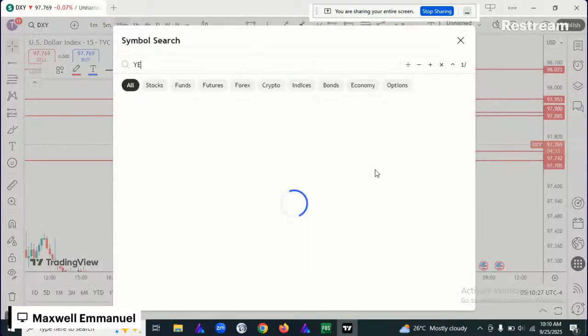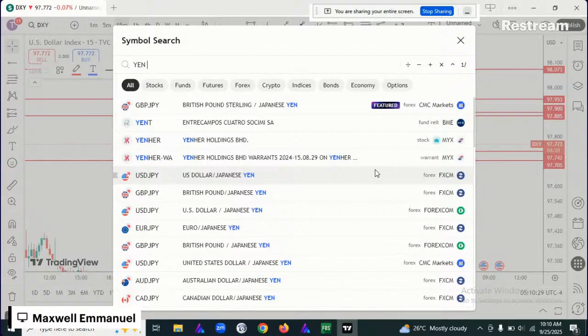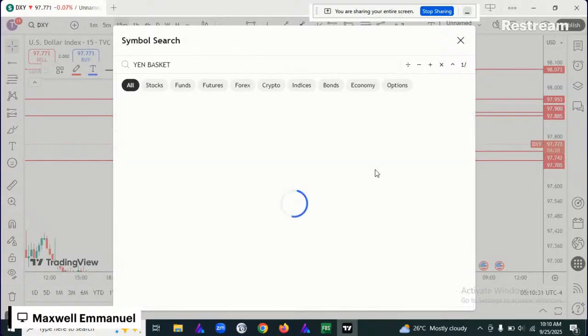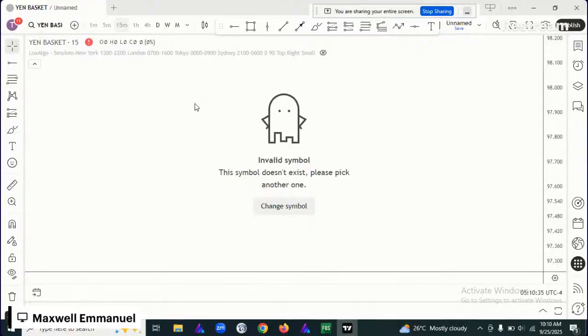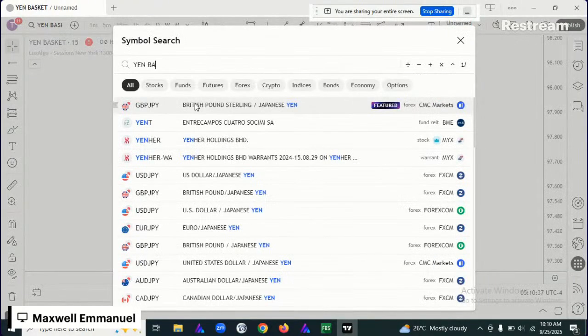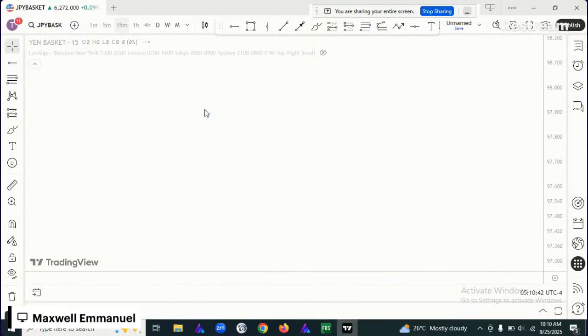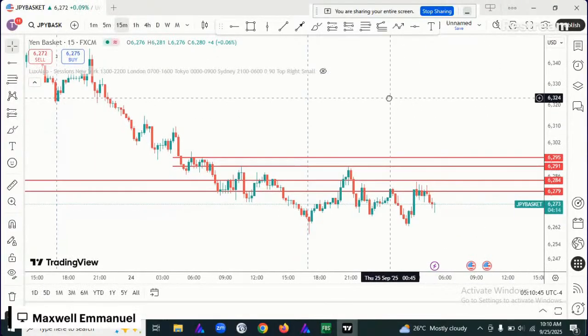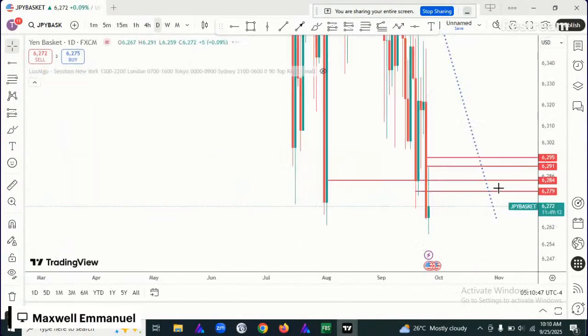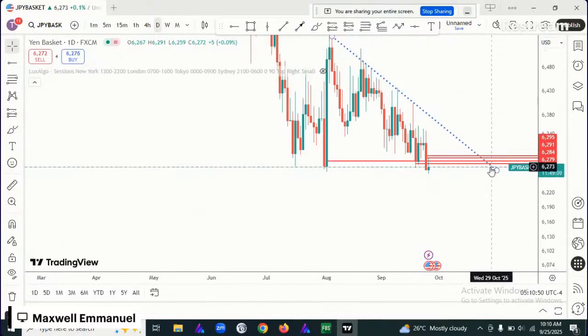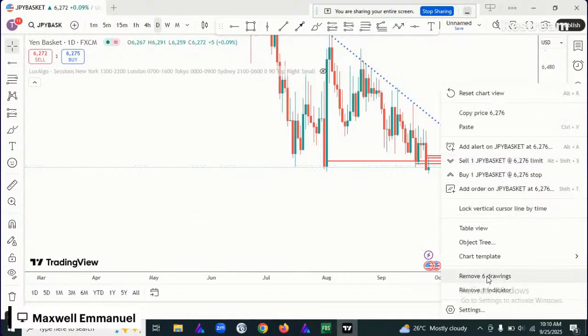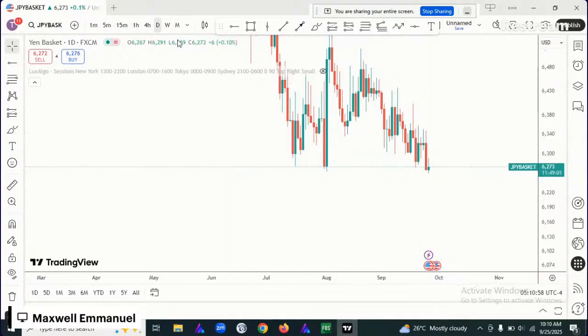So let's see yen basket. Yen basket has been in a range. Okay, yen baskets, let's start with the daily time frame on yen. Yen has swept this liquidity. So I think it's the right time to look for buys.